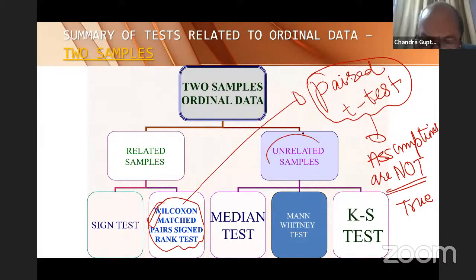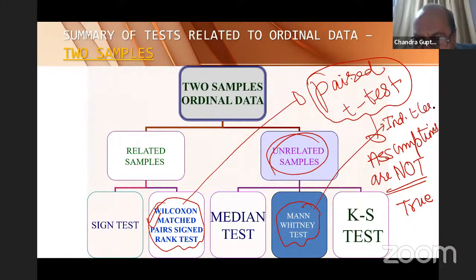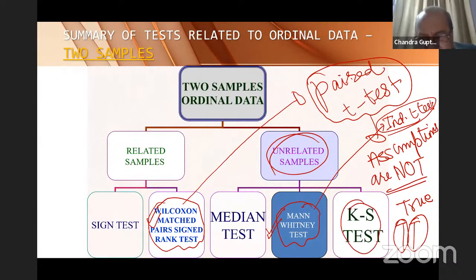If the two samples are unrelated or independent, then we use a Mann-Whitney test for testing the average value. And in case of scale data, we use independent t-test. And if because of some reason we are not in a position to use independent t-test, then the non-parametric equivalent is a Mann-Whitney test. If you're having two distributions, ordinal data, and you want to check whether both are fitting each other or not, goodness of fit, then you can make use of KS test.